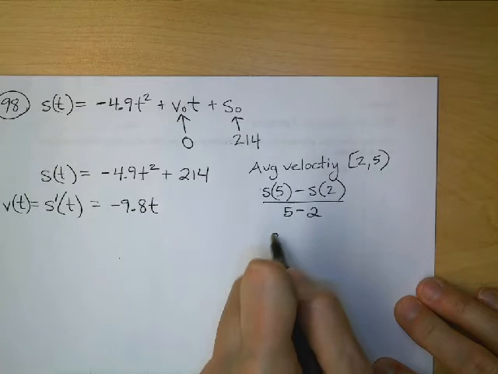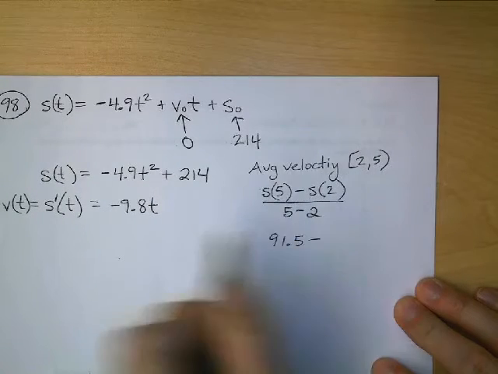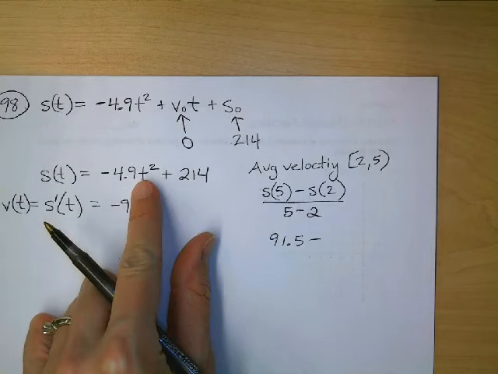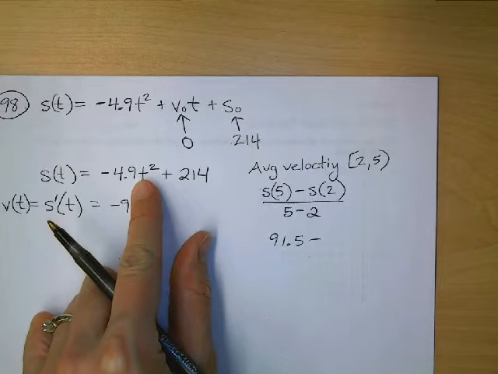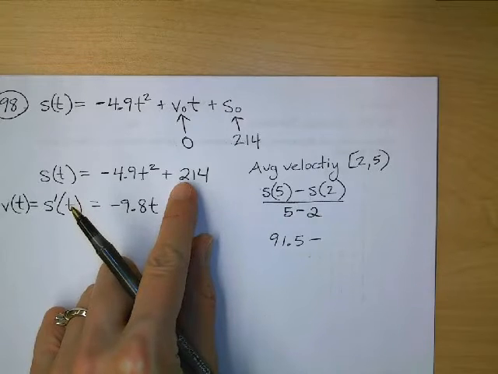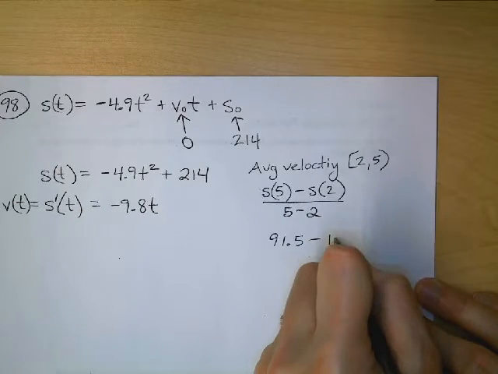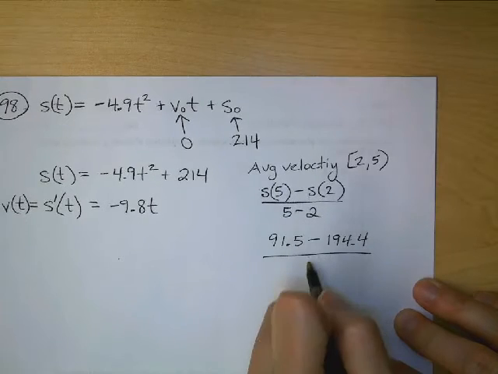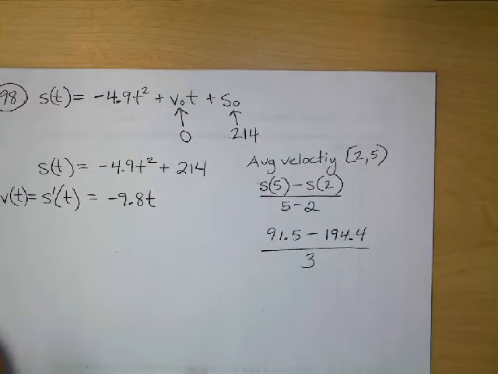So I got like 91.5. And then negative 4.9 times 2 squared. See, I'm just trying to plug the numbers in. Plus 214, I got 194.4. And 5 minus 2 is 3, so I'll divide by 3 at the end.